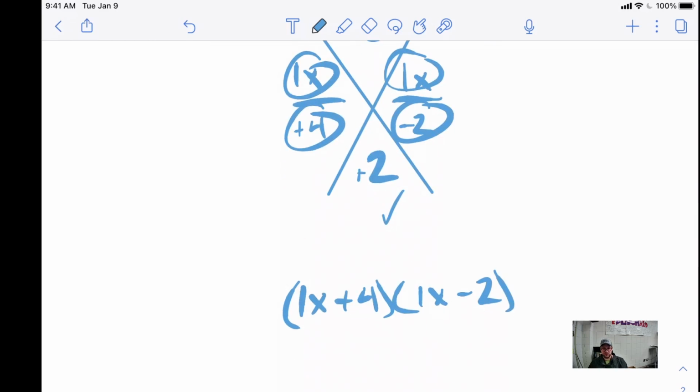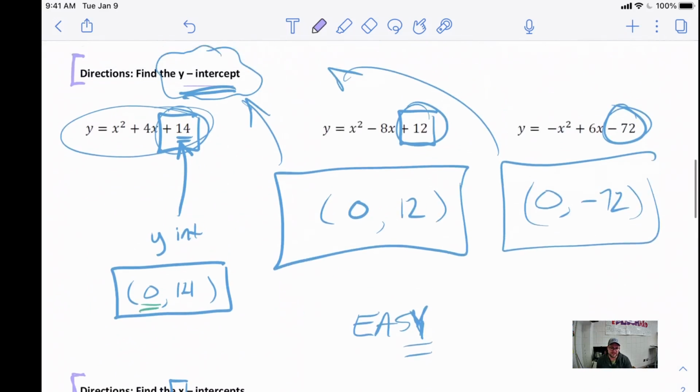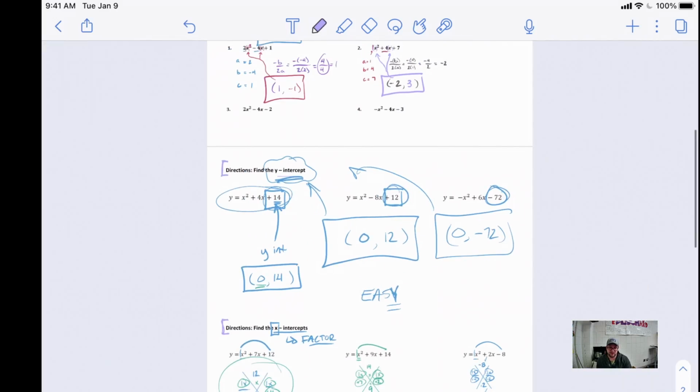Then all we got to do is find the opposites. Opposite of a positive 4 is a negative 4. Opposite of a negative 2 is a positive 2. And we're just going to put comma 0 and comma 0. And just like that, ladies and gentlemen, you have found your x-intercepts.